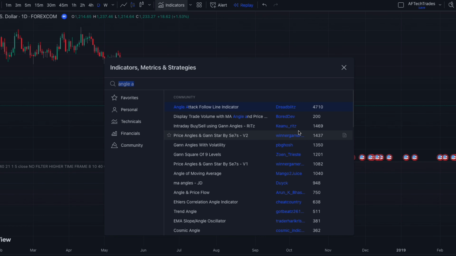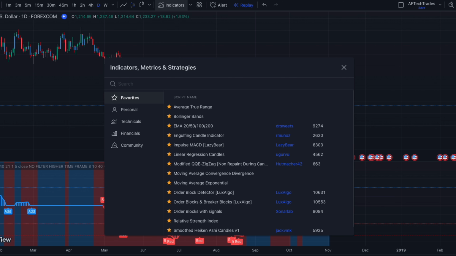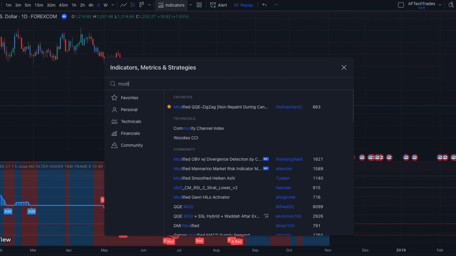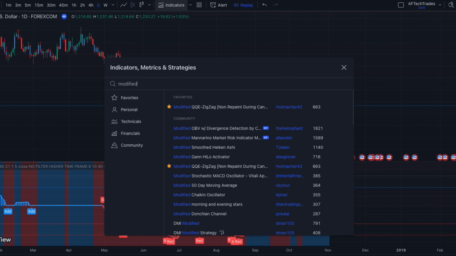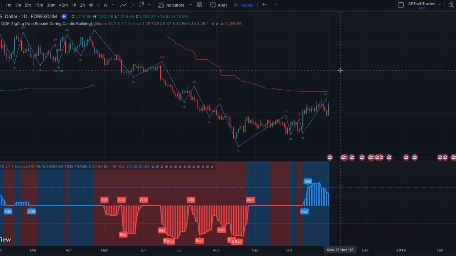So you add it. After adding this particular indicator, we'll search for Modified QQE, this particular one by this guy here, Hot Action. So we're adding this also. So these are the two free indicators we need for this particular strategy. These indicators are completely free, please.